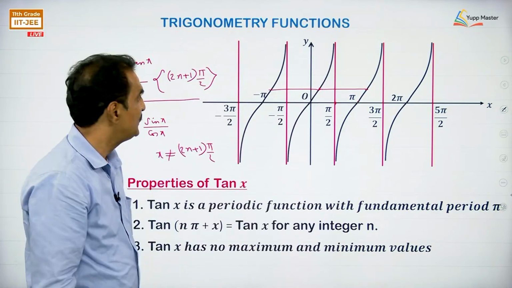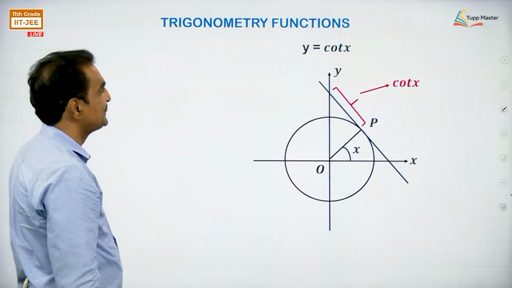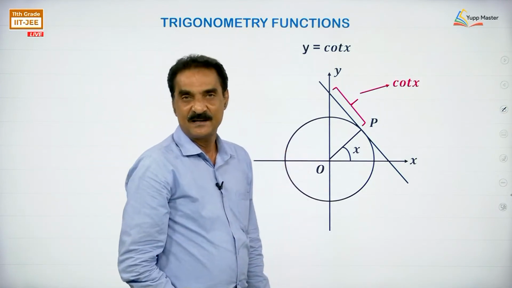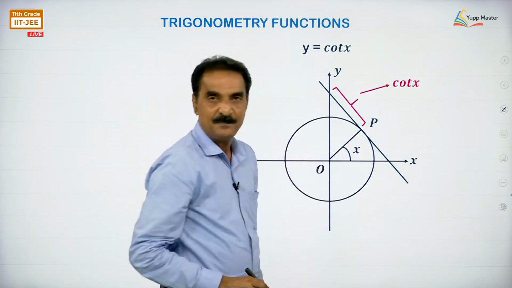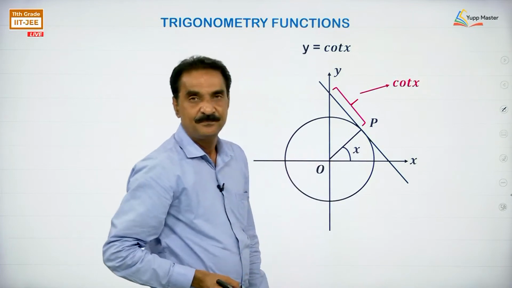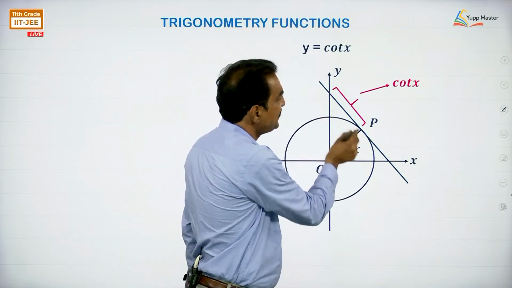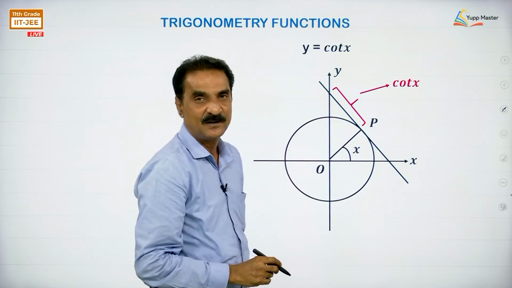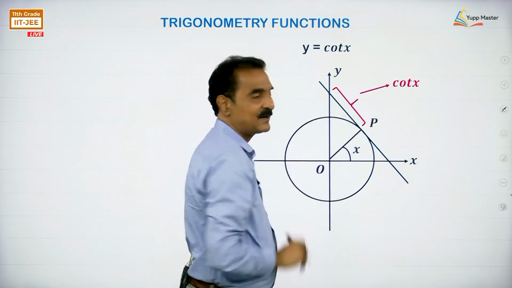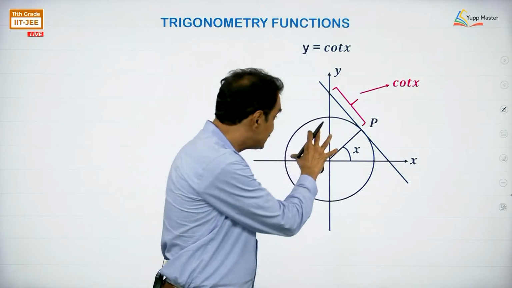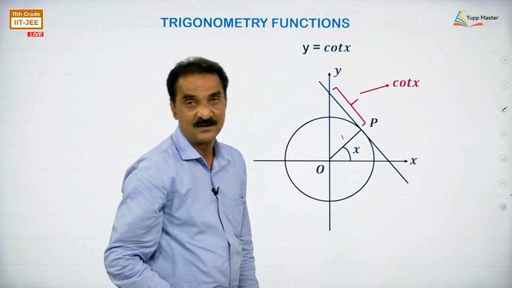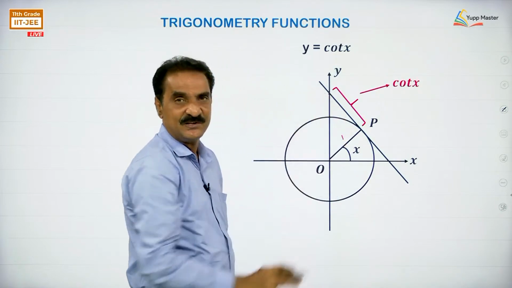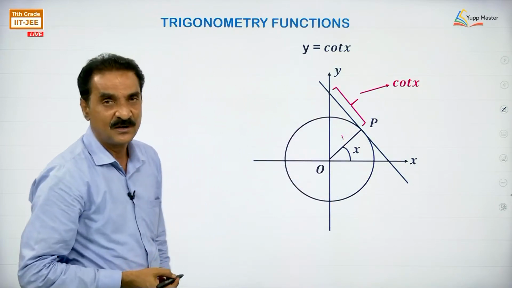Now moving to cot x, y is equal to cot x. Same unit circle diagram, draw the tangent at P, this is the angle x. The intercept of the tangent up to the y axis from the point of contact is called cot x. Only when this is a unit circle, radius is 1. When P is moving, you can observe how it is changing, and I will directly go to the graph.